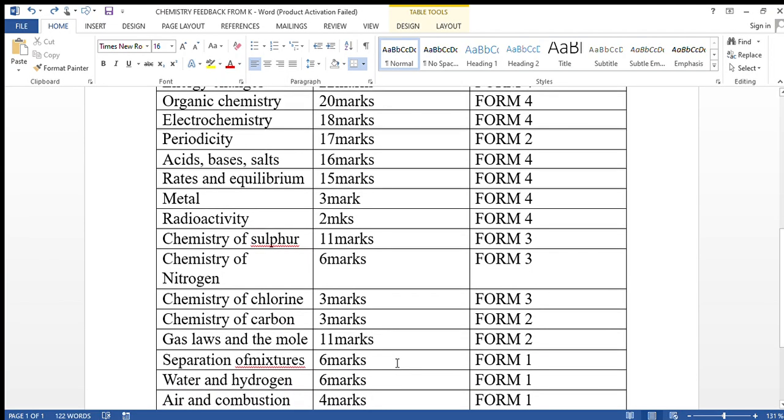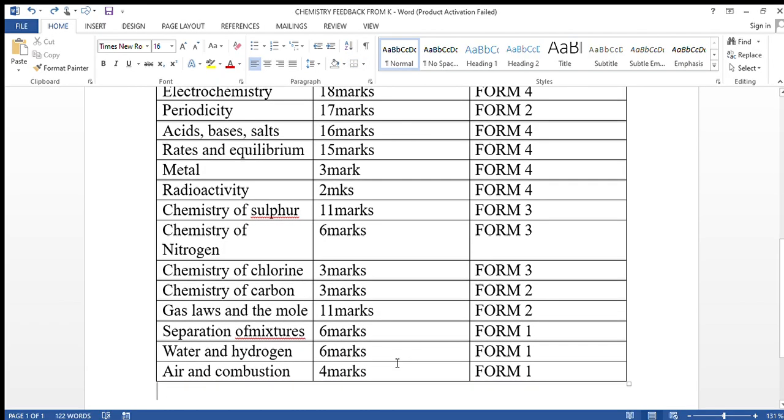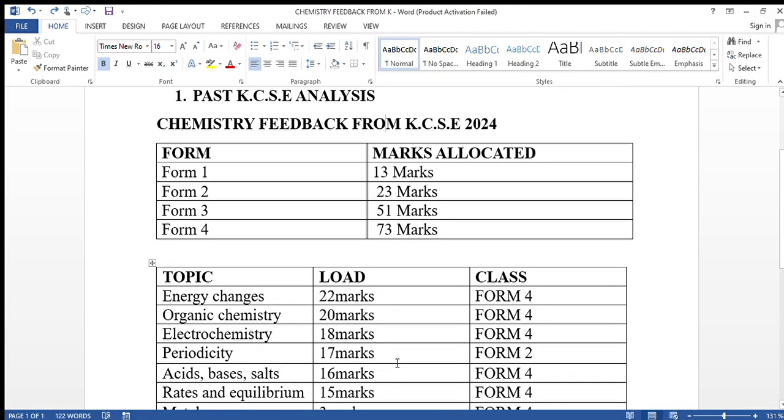Separation of mixtures at a load of 6 marks. Water and hydrogen at a load of 6 marks. Air and combustion at a load of 4 marks. So, Form Four topics carry the highest load.